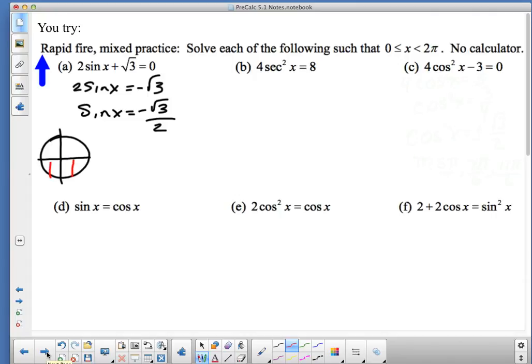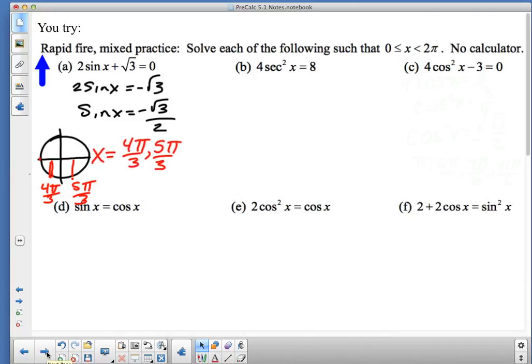In both of those situations, I got a negative square root of 3 over 2. They both happen to be something over 3 pi. So if this is 3 pi, 4 pi, and 5 pi over 3, I've got 4 pi over 3, and I'm going to have 5 pi over 3 as well. So x is equal to 4 pi over 3 and 5 pi over 3 for those two to be a solution. Now, turn it off again, try B.